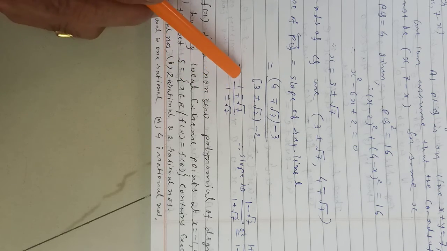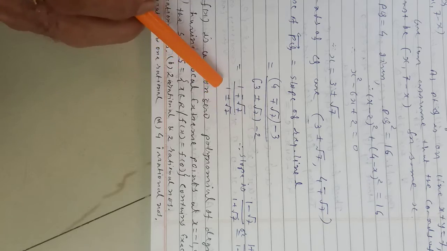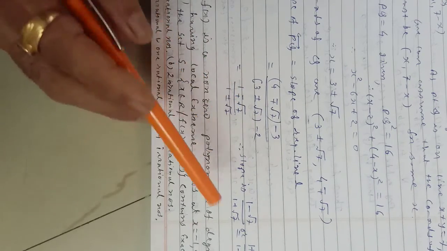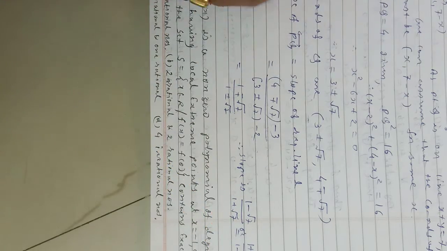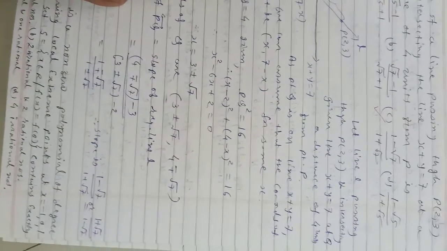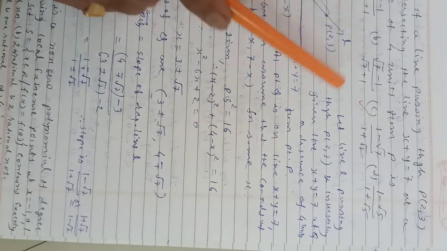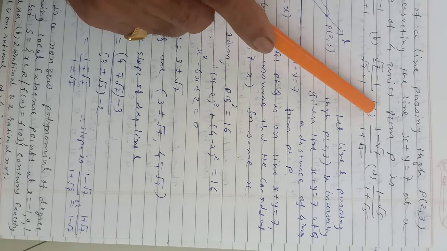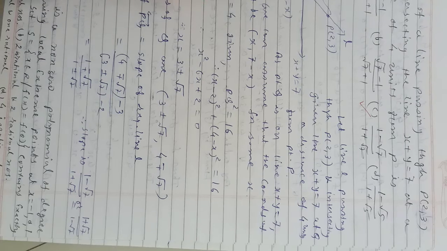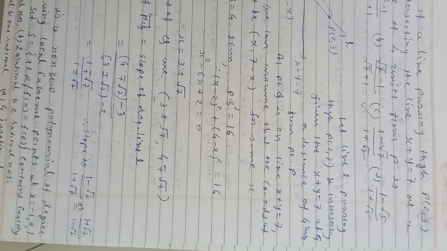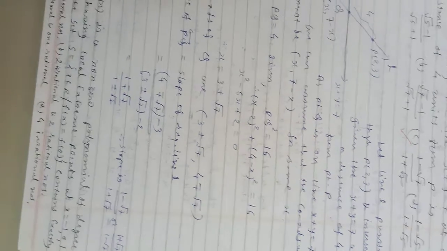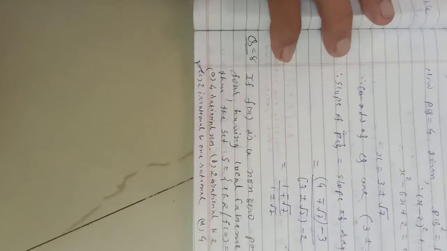Means you get two possible slopes. 1 minus root 7 by 1 plus root 7. Second one, 1 plus root 7 by 1 minus root 7. Whichever is in the solution, that you mark. So obviously we see here 1 minus root 7 by 1 plus root 7 is the given slope. The other one is not given. So that completes example number 7. Now we see number 8.